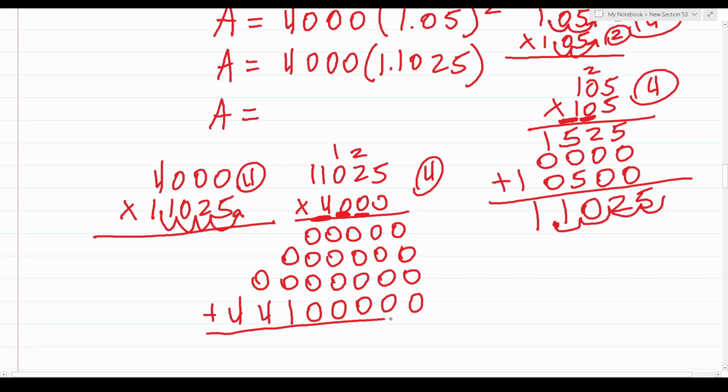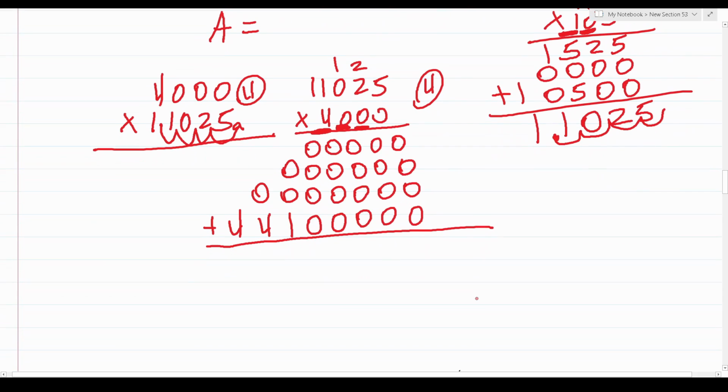Let's add these together now. We have 0 plus 0 plus 0, which is 0. Then we have 0 plus 0 plus 0 plus 0, which is 0. Again, 0 plus 0 plus 0 plus 0 is 0, and this continues for the next columns. 0 plus 0 plus 1 is 1. 0 plus 4 is 4, and 4 plus nothing is 4.